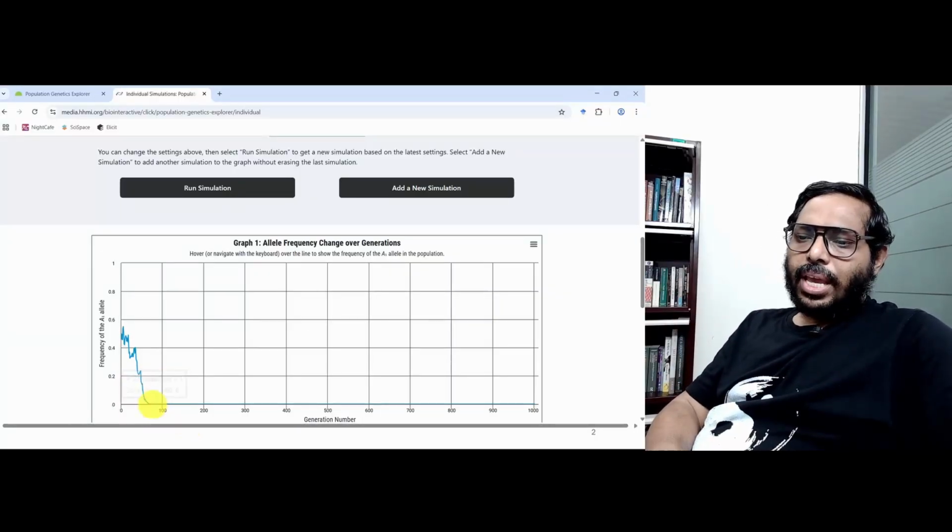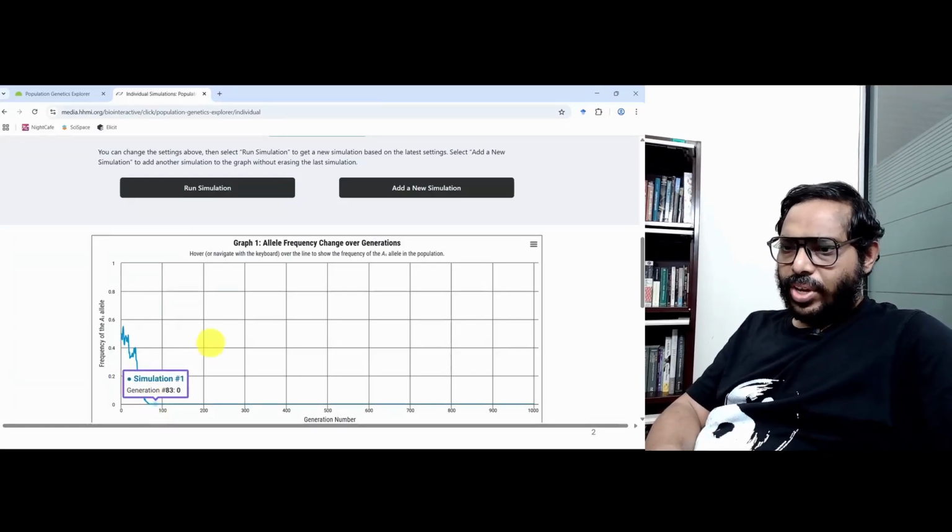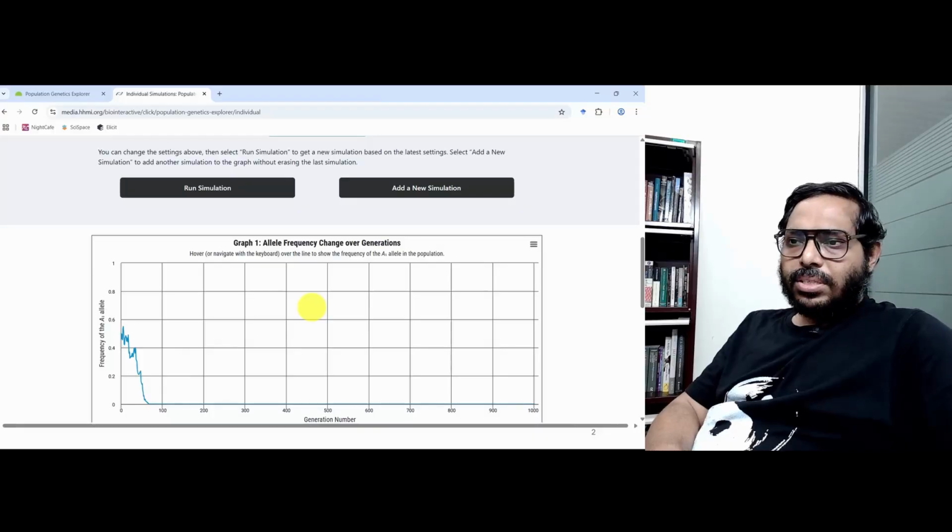So, in this particular case, when the allele frequency of A1 is 0, we say that A1 is lost and A2 is fixed. So, A2 is fixed here. What happens if we run the simulation one more time? Is A2 going to get fixed all the time?